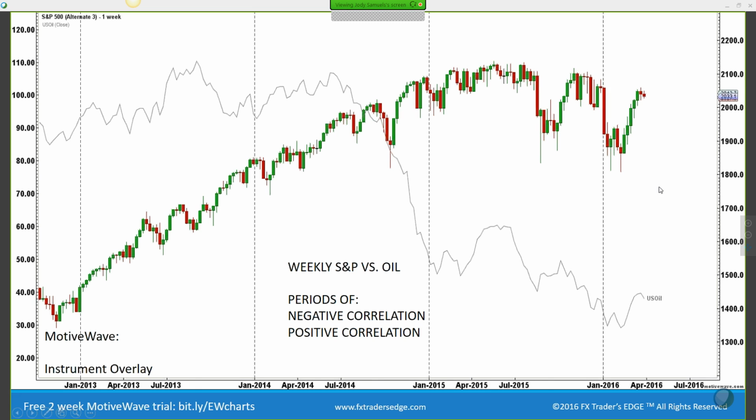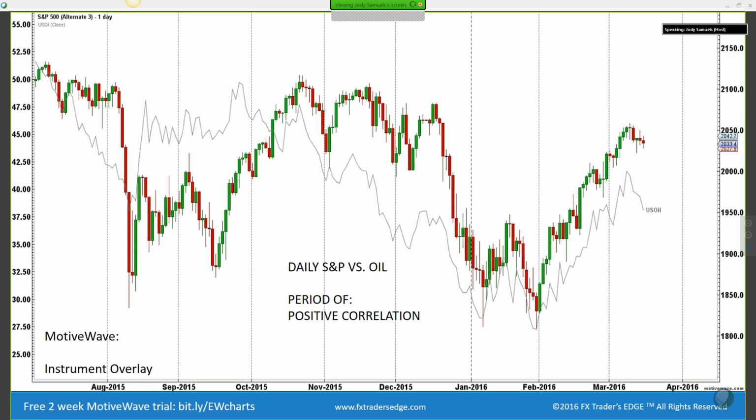That's the weekly. Let's look at the daily. So in recent months, going back to last August, oil seems more correlated with the S&P, which means that as the S&P moves up, oil also moves up. Here it's moving down, oil moves down. Here the S&P is moving up, oil moves up, and then this last little bit is the S&P moving down and oil moving down.